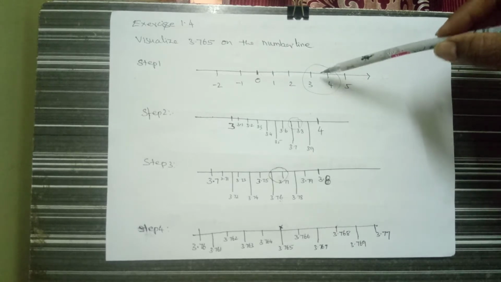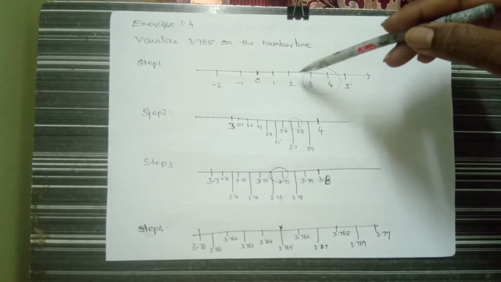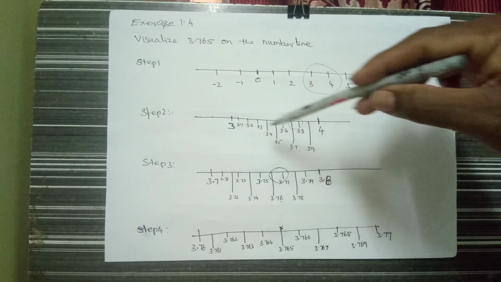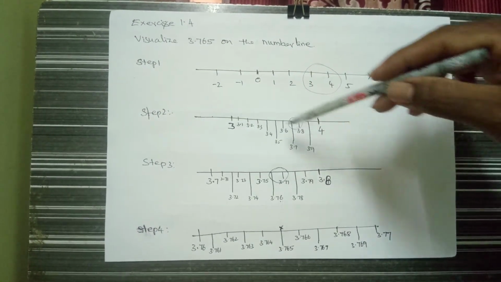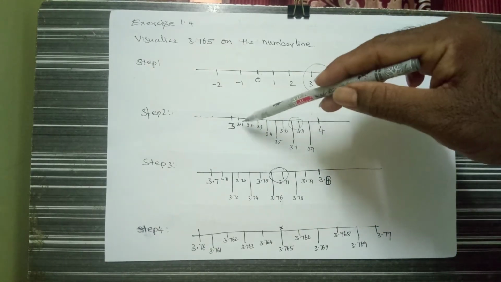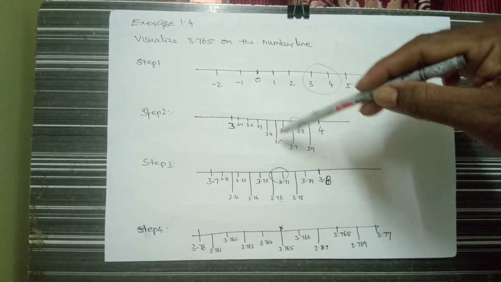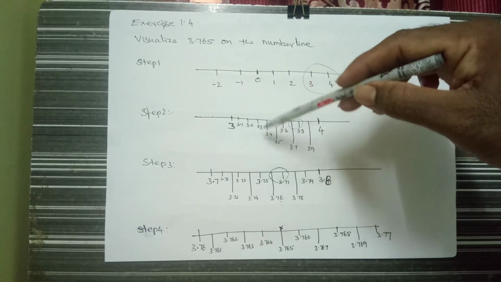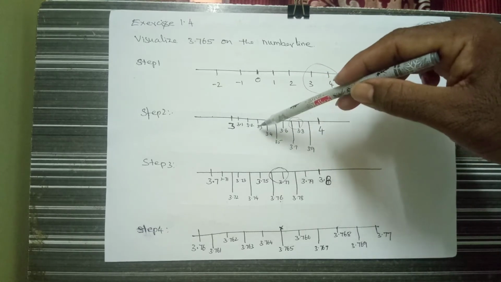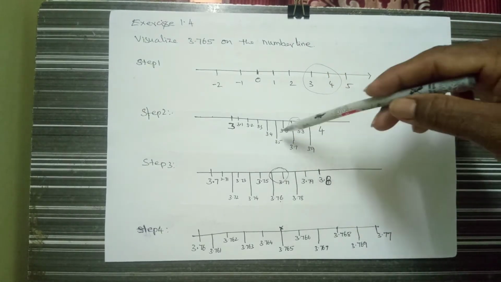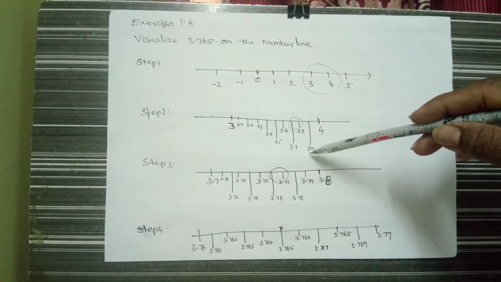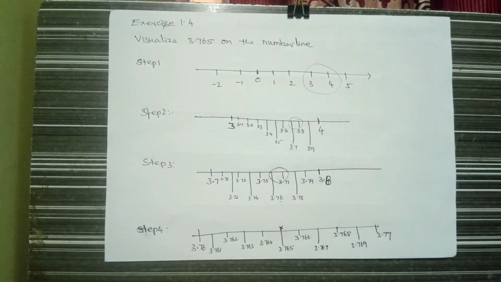Okay, now you just minimize other numbers and you start with 3 and end with 4 and keep the distance more, and you have to divide 10 divisions in between them. This is 3.1, 3.2, 3.3, 3.4, 3.5, 3.6, 3.7, 3.8, 3.9 and 4.